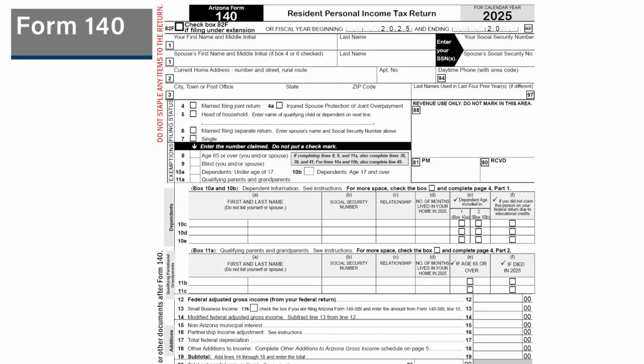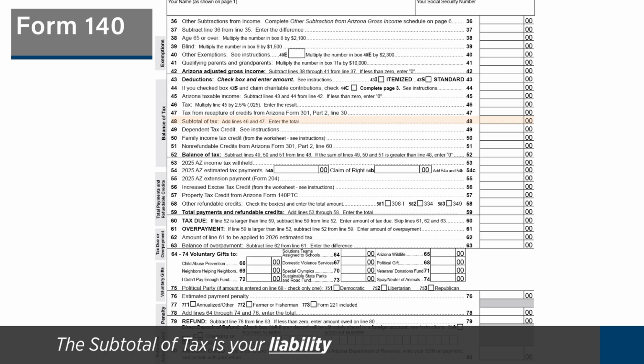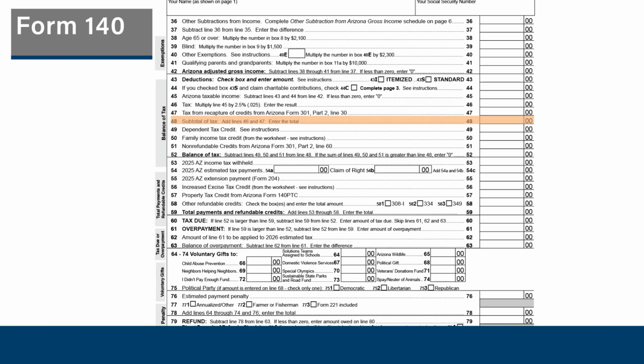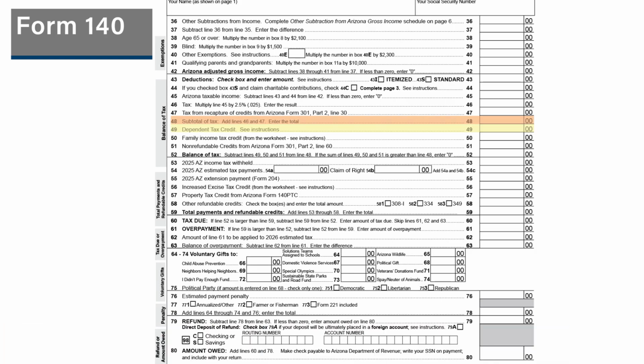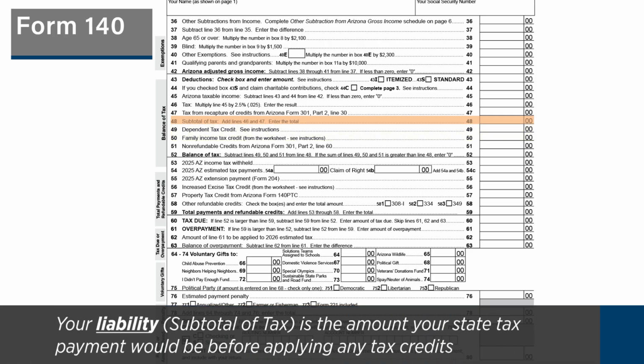Next, complete Arizona Form 140. You cannot use Forms 140EZ or 140A as they don't allow tax credits. In the Balance of Tax section, your tax liability is shown on the subtotal of tax line. If you are claiming either the dependent tax credit or the family income tax credit, be sure to subtract those amounts from your subtotal of tax to determine your liability. This amount is what your state tax payment would be before applying any tax credits.